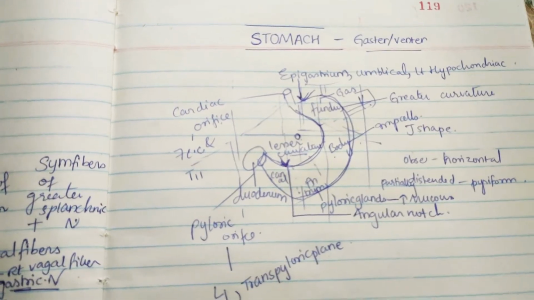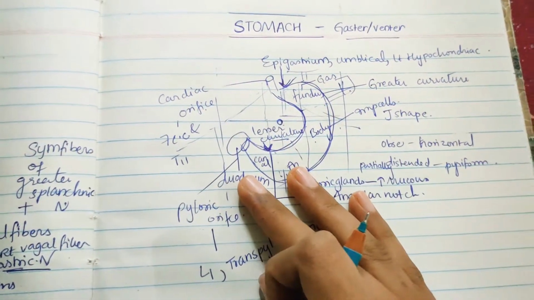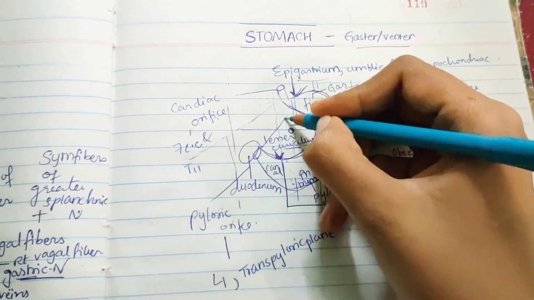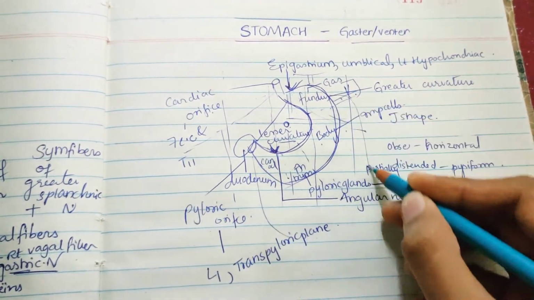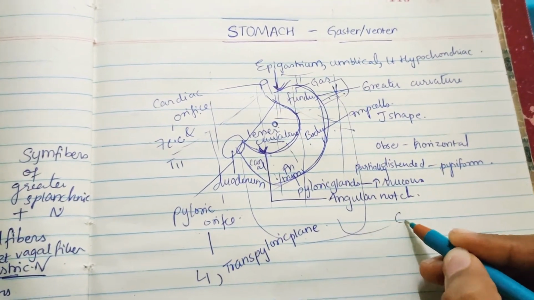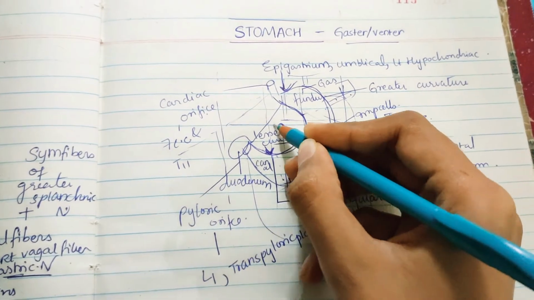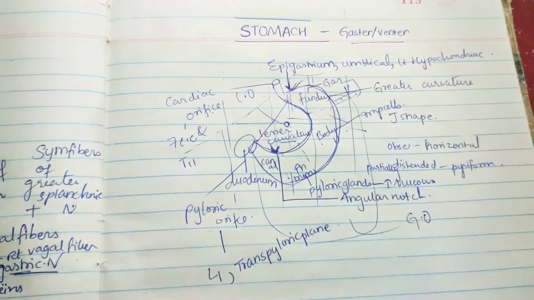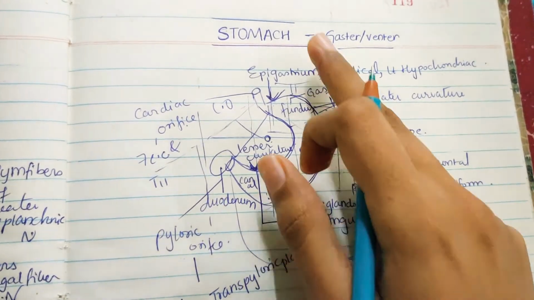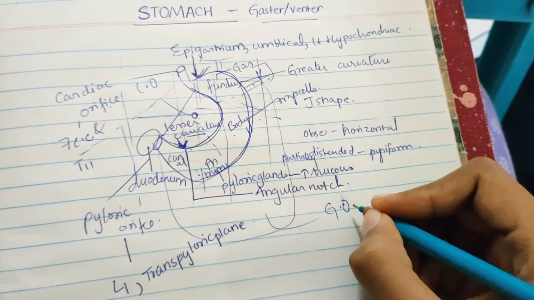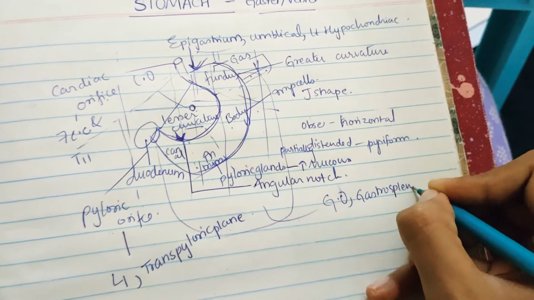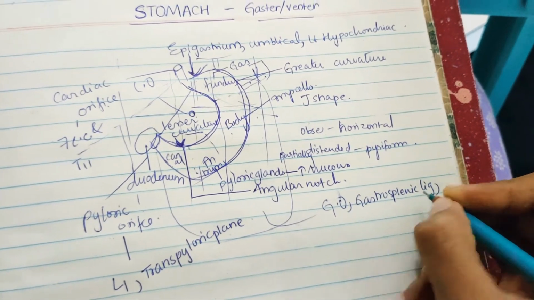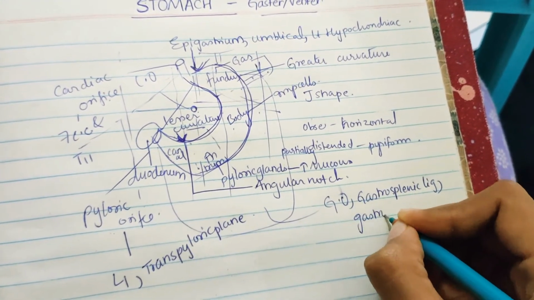Now coming to the peritoneal relations of the stomach. As we already discussed, here you will have the lesser omentum, and from the greater curvature of the stomach you will get the greater omentum like this. So this will be the greater omentum and here will be the lesser omentum, right? Not only to the greater curvature you have the greater omentum, you will also have the gastrosplenic ligament, gastrophrenic ligament.